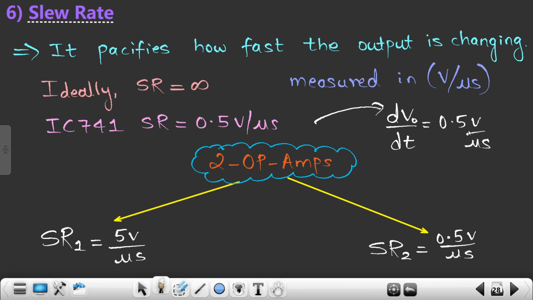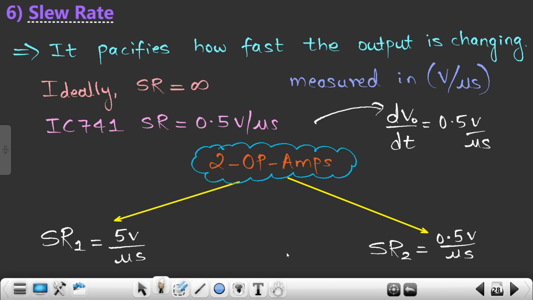Okay, so this is how we actually show it. Sometimes in your question paper or in a few of the books, they show it in this way, dV by dt. It is nothing but slew rate. To understand this concept in a more detailed way, what we had done over here is that we had taken two Opamps.